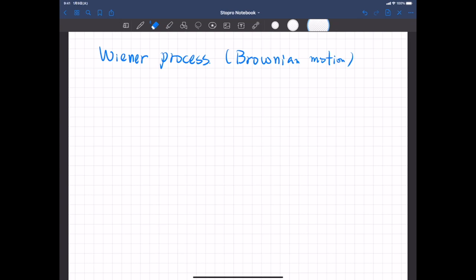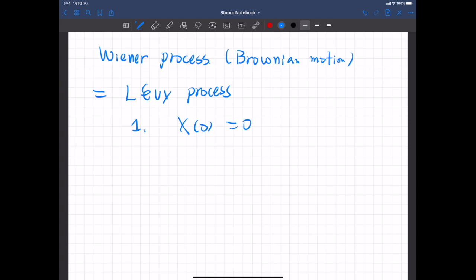The Wiener process is also known as the Brownian motion, and it is a special case of the Levy process. So Brownian motion is a Levy process with the following properties. So two properties: the initial condition, that is 0, and this d, which is of course defined as the difference between this process at different points.